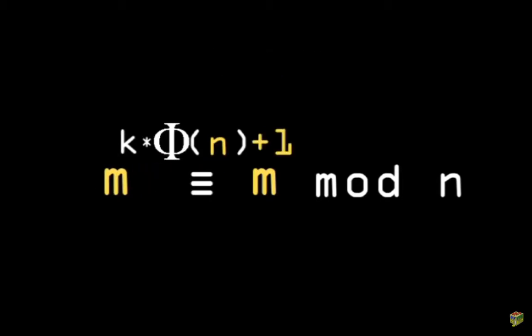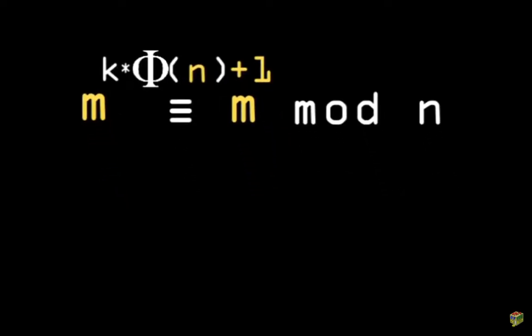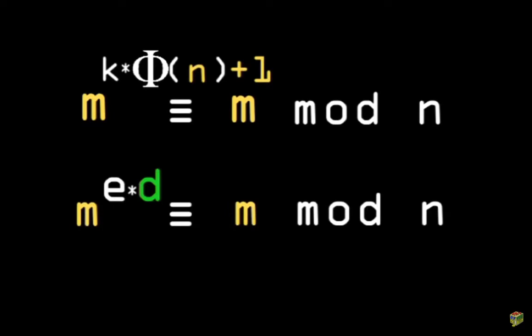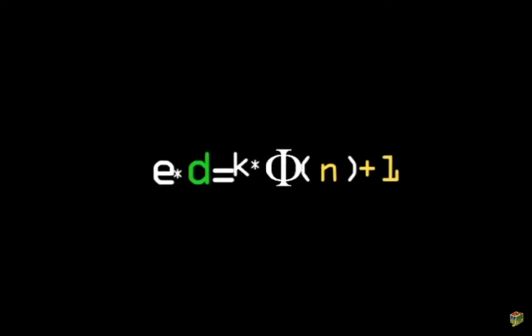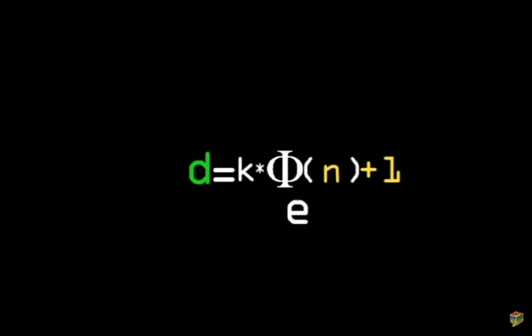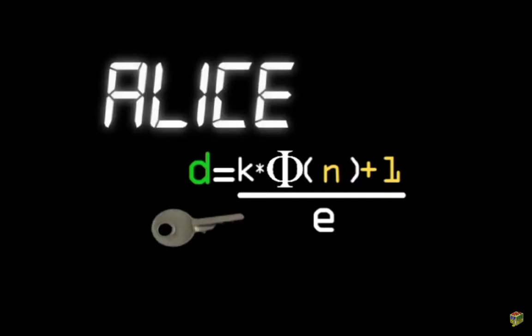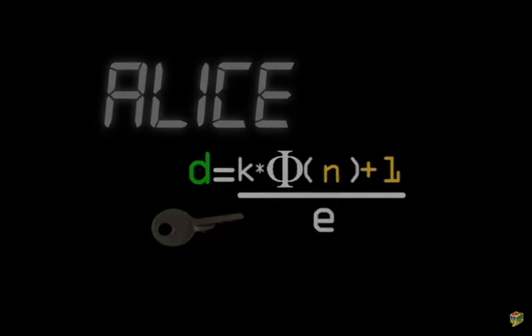This is the breakthrough. We now have an equation for finding e times d, which depends on phi of n. Therefore, it's easy to calculate d only if the factorization of n is known. Meaning d should be Alice's private key. It's the trapdoor which will allow her to undo the effect of e.